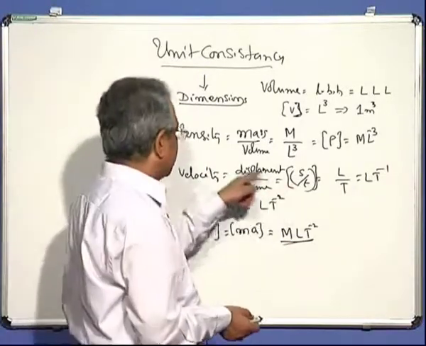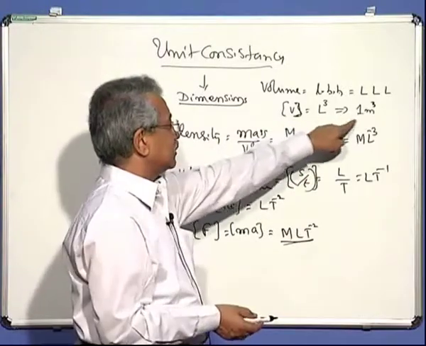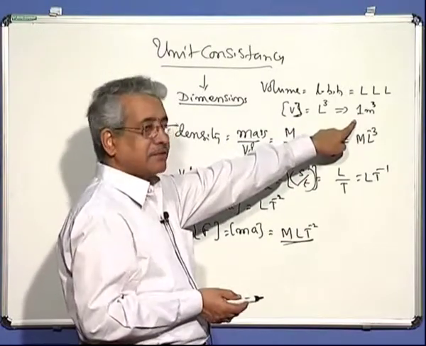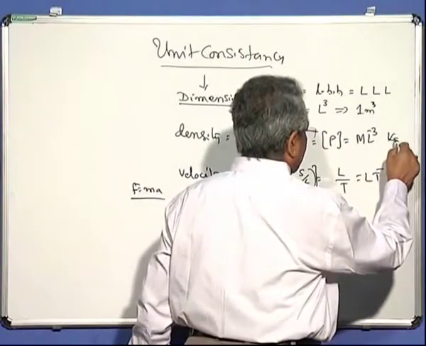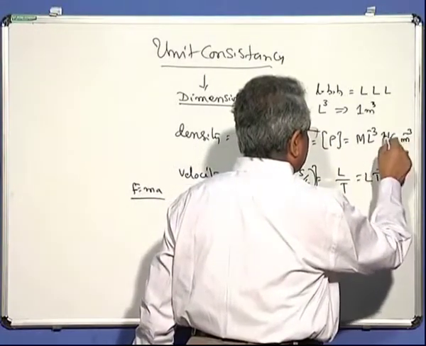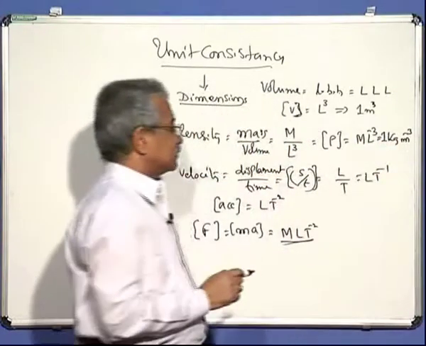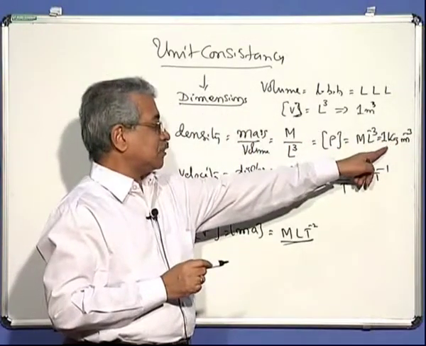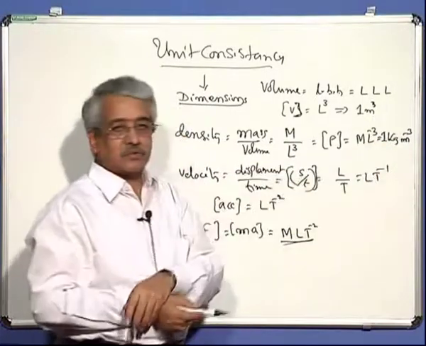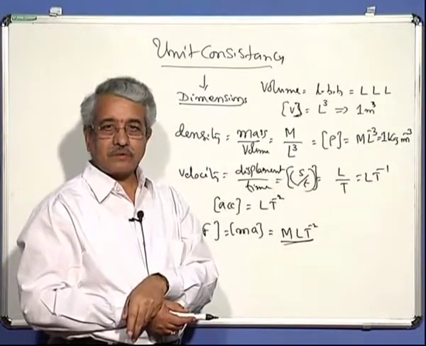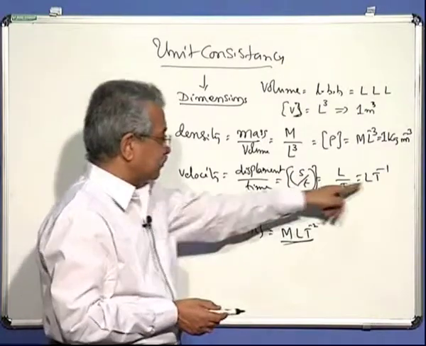For example, you see here in volume we have 1 meter cube. So what about density? It is 1 kilogram per meter cube. That is the unit there. M means 1 kilogram, L to the minus 3 means meter cube with a minus sign in the power. So like that we find it here also.